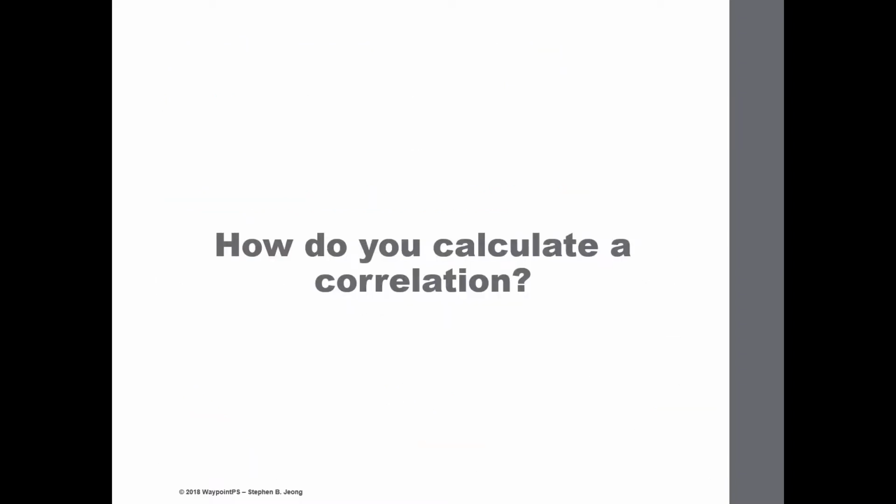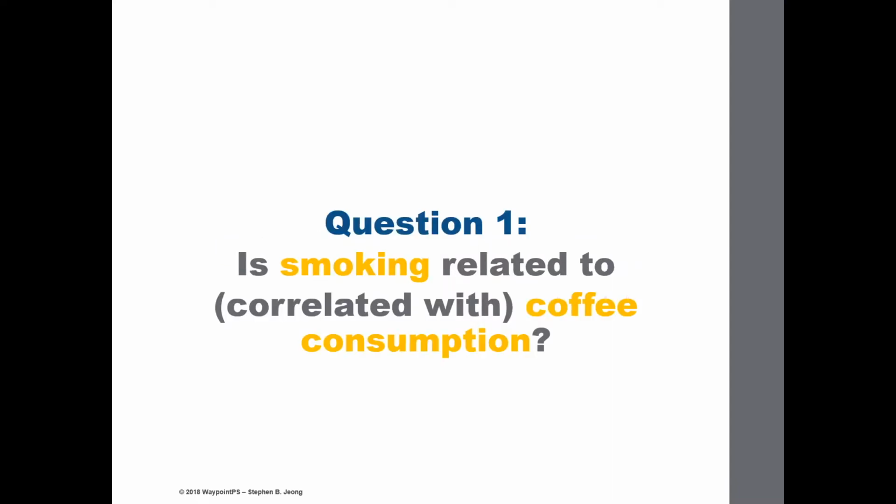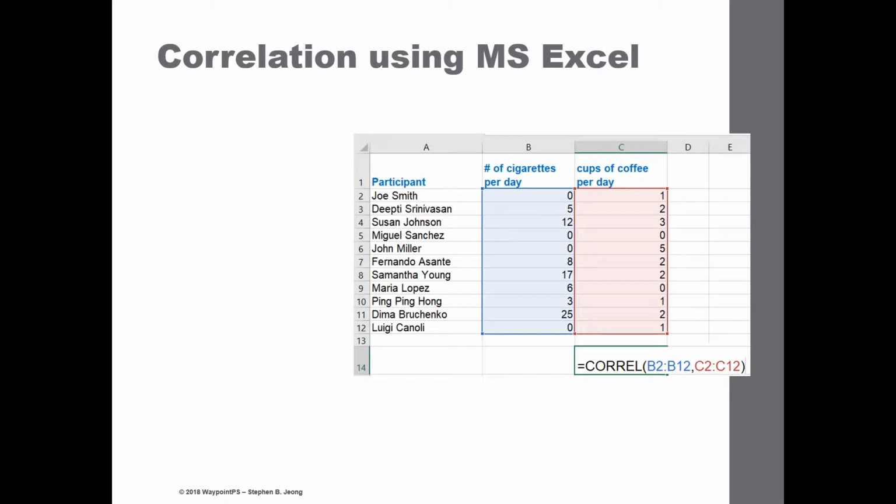The question is, how do you calculate a correlation? We'll be using Microsoft Excel today to answer that question. Is smoking related to or correlated with coffee consumption? First step is to have the data in the data file, an Excel spreadsheet. You have in column A the participant or the subject, Joe, Deepti, Susan, and so on. In column B, you have the number of cigarettes smoked per day. And in column C, we have cups of coffee drank per day.